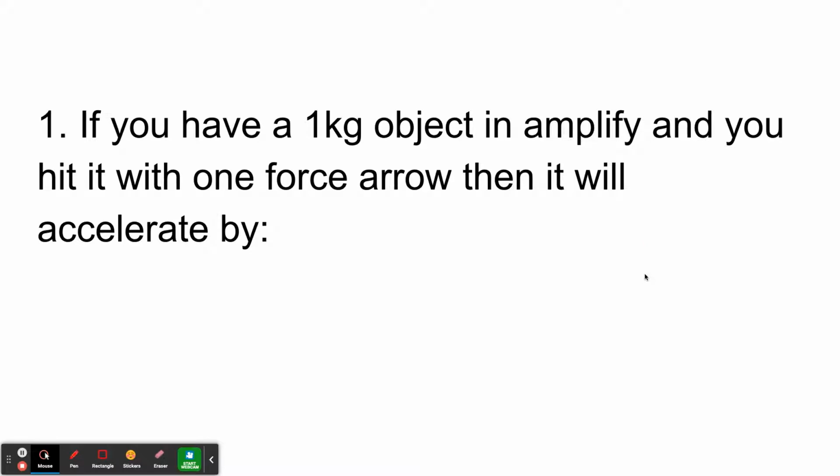First question is, if you have a 1 kilogram object in Amplify and you hit it with one force arrow, then it's going to accelerate by 1 centimeter per second. So this is a pretty easy one. It was a big idea, so we included it in here. And it was kind of where we jumped into everything else from.